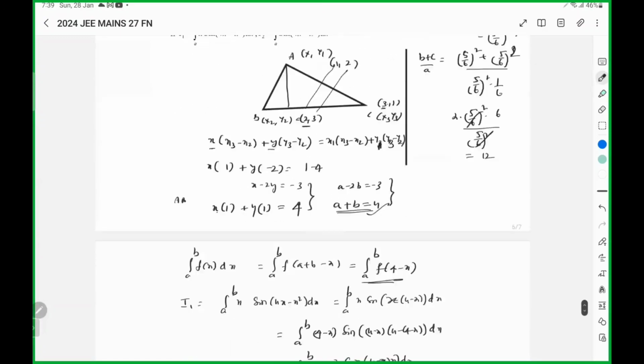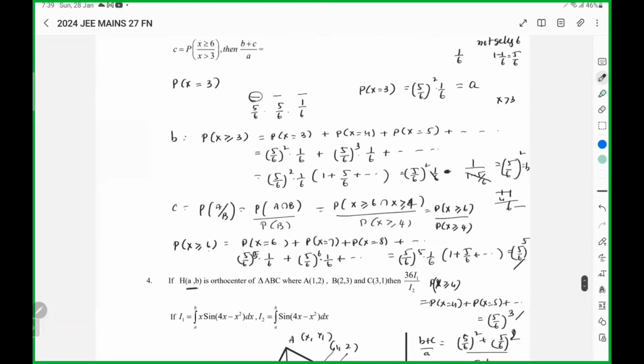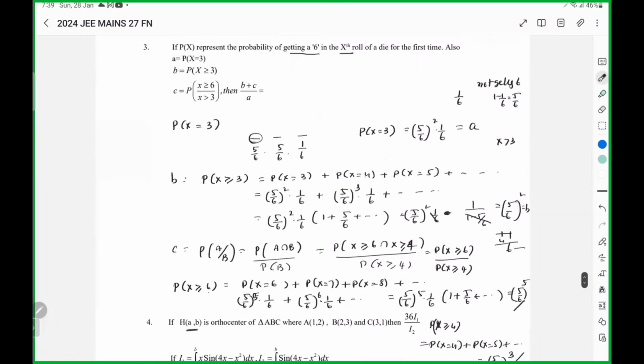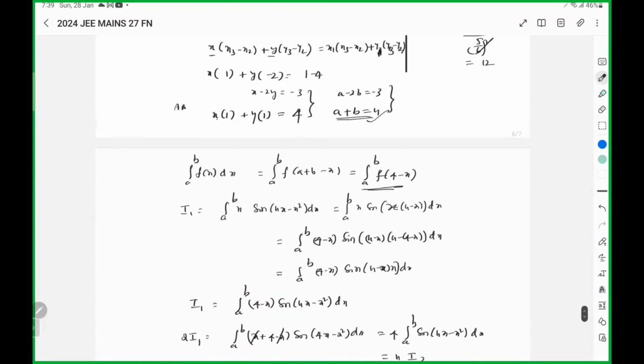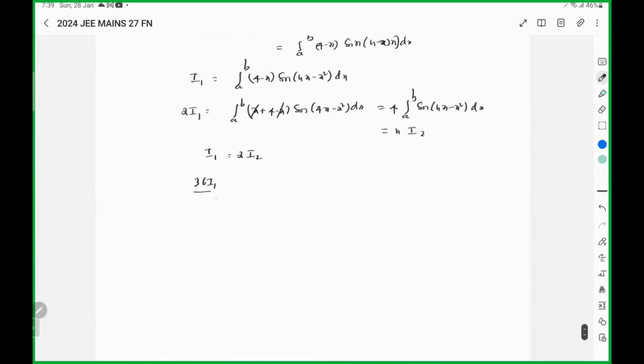The question here is 36 I1 by how much? 36 I1 by I2. So this is 72 I2 by I2. We get 72.